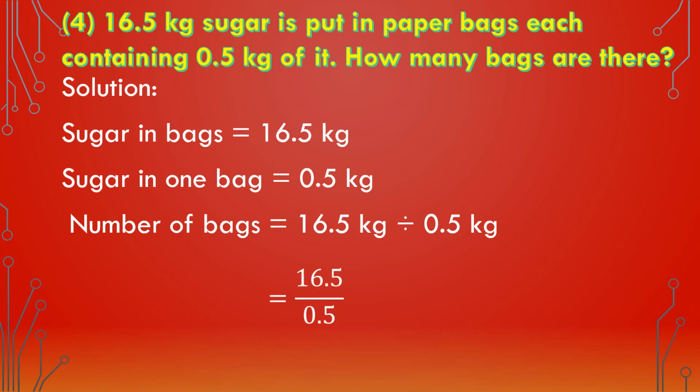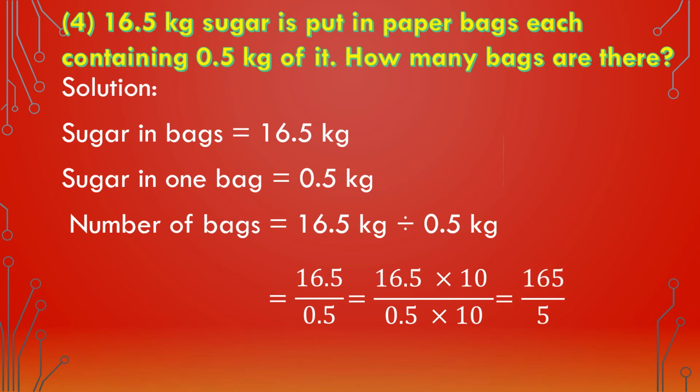Now write it as fraction 16.5 upon 0.5. See, in this question, numerator and denominator both are decimal numbers. So what we have to do? Yes, first we need to remove the decimal point and change the divisor into a whole number. 0.5 has one digit after decimal. So we multiply the numerator and denominator by the same number 10. Now do the multiplication. And we know that if we multiply a decimal number by 10, decimal point shifts one place to the right. So we get 165 upon 5.